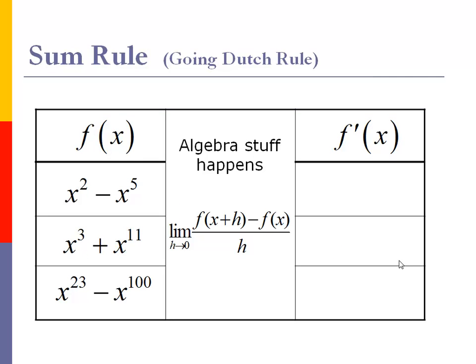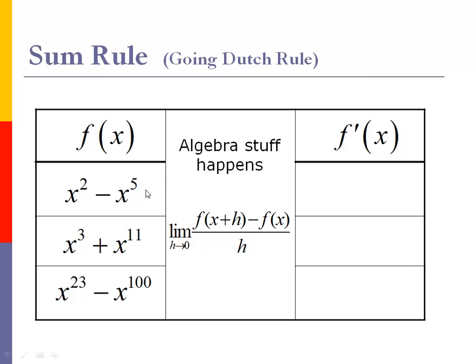So this is called the sum rule. I like calling it the going Dutch rule. Yeah, please don't use that at any of the math department socials because they will laugh at you. They'll look at you funny. But what I mean by going Dutch is, if you've ever gone on a date going Dutch, basically everybody pays their own way. So let's think about this as we go through this.